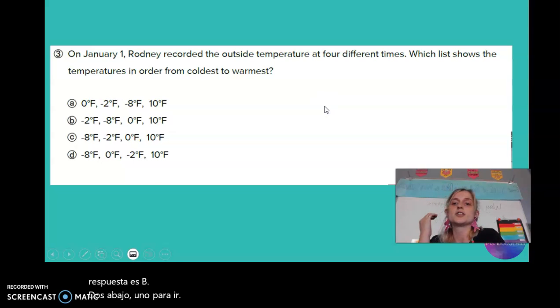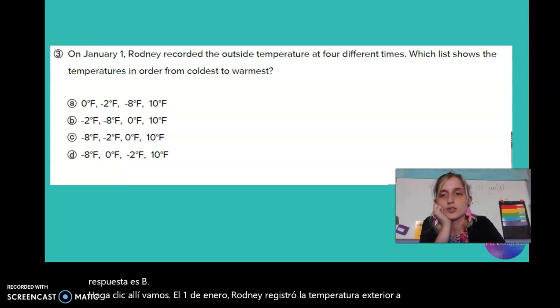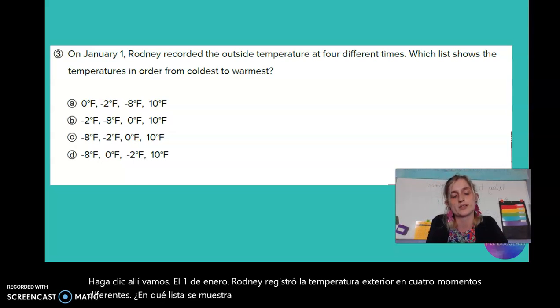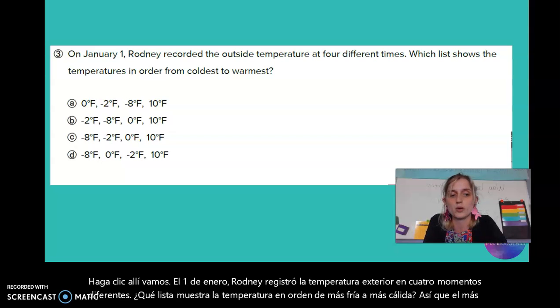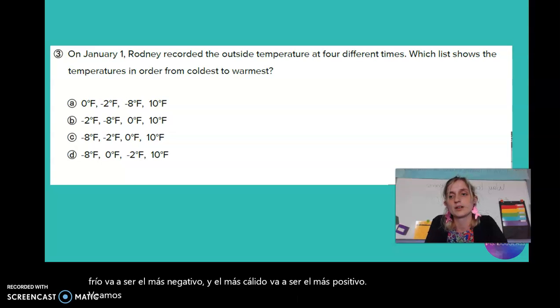On January 1st, Rodney recorded the outside temperature at 4 different times. Which list shows the temperature in order from coldest to warmest? So coldest is going to be your most negative, and warmest is going to be your most positive. Let's look at our list. 0, then negatives, then a positive. Coldest, 0 is not the coldest temperature. It can be below 0. That's what the negatives mean. That's wrong. Negative, negative, 0, positive. Okay, that's in the right order. Notice I'm not even looking at the numbers yet. I'm just eliminating based on where the negatives are placed.